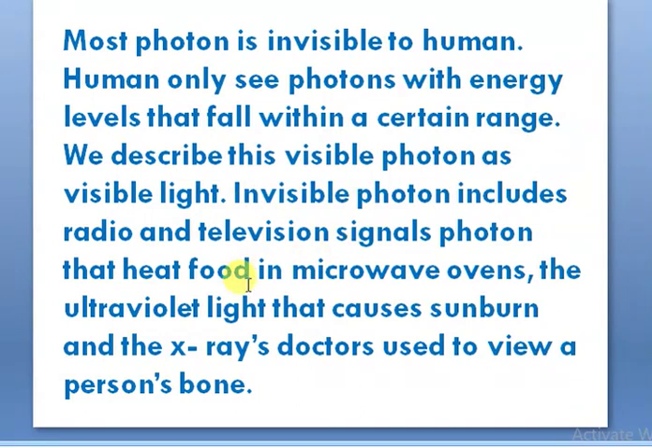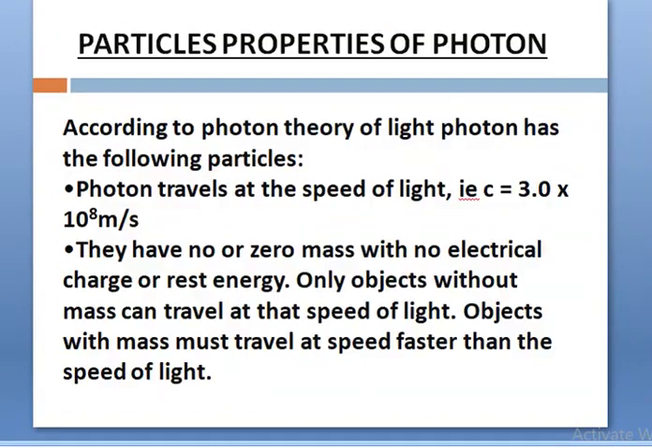Now, invisible photons include others: your radio waves, radio and television signals, photons that heat food, that is from your microwave oven. When you are using your microwave to heat food, you are generating what? Photons. The ultraviolet lights, photons from ultraviolet light that cause your sunburn. You have that from your X-ray that doctors use to view a person's bones and others.